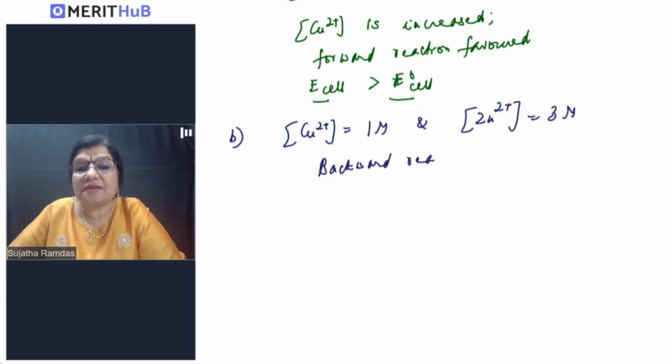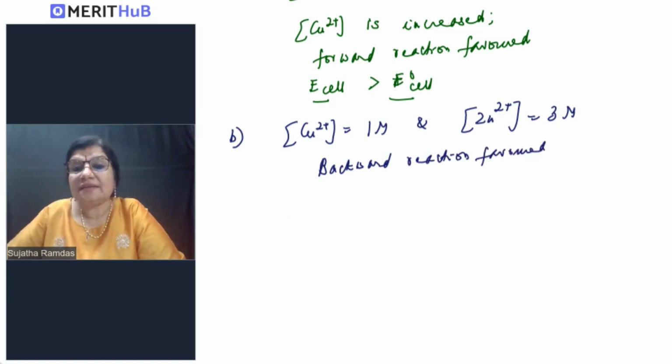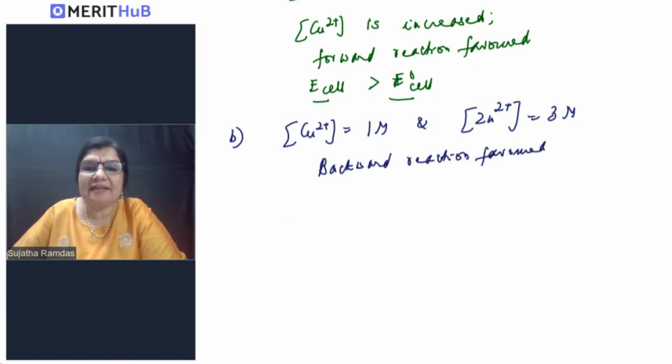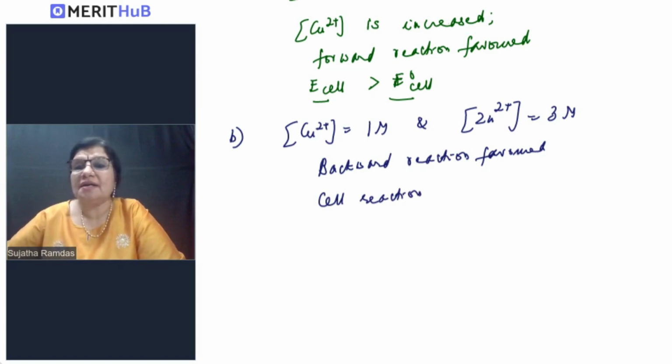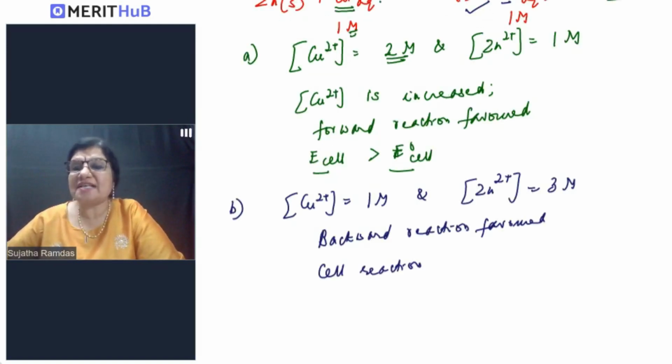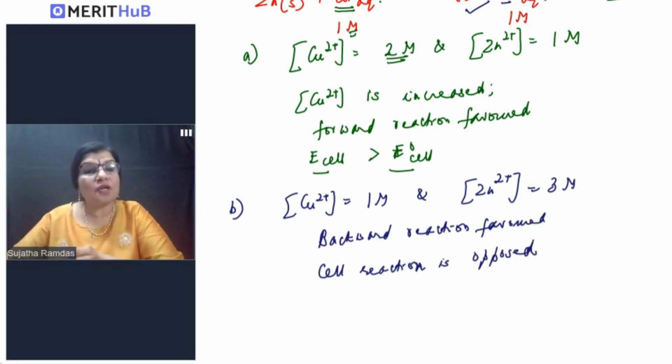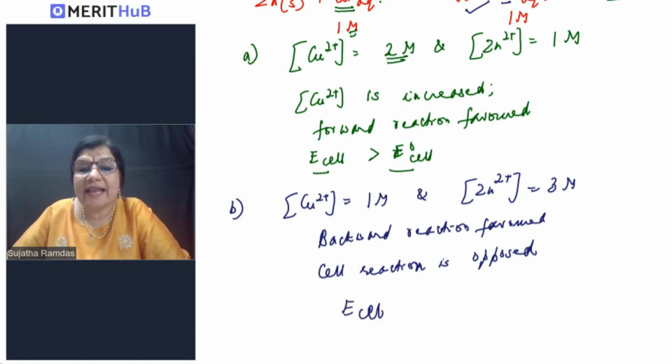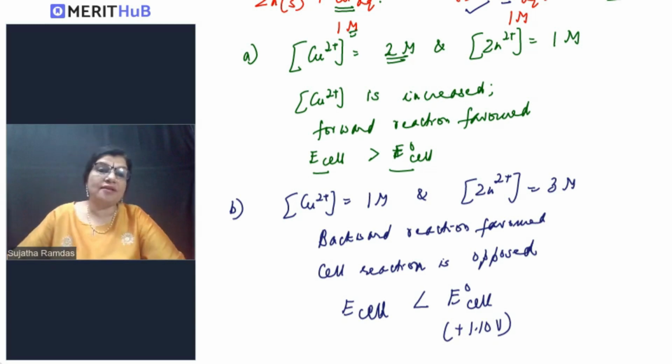Backward reaction favored. And when the backward reaction is favored, the cell reaction is opposed, right? The cell reaction is opposed. Cell reaction is what we wrote here. This is the cell reaction. The cell reaction has been opposed because the backward reaction is favored. In such a situation, when the product concentration is more than that of the reactant concentration, the resultant cell potential will be lesser than the standard cell potential, which is plus 1.10 volt.